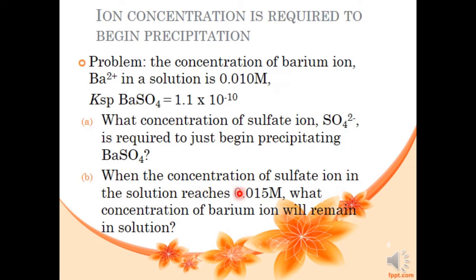If the concentration of the sulfate reaches 0.015 molar, what concentration of barium ion will remain in solution? So this is another type of question that can be asked from you to solve. Again, the principle is just the same. Look at the question. It is asking you to find the concentration to just begin precipitating, which means that point of concentration where the precipitate will form.